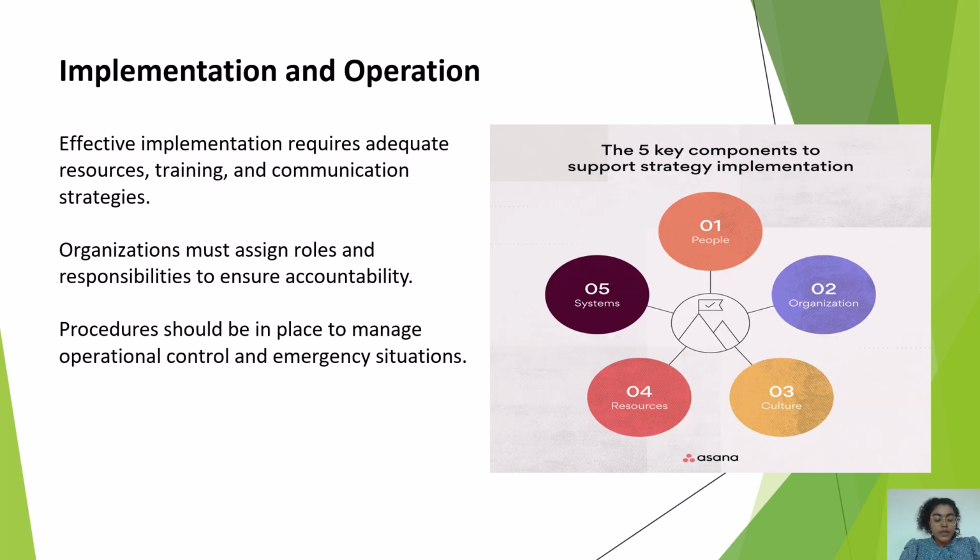Implementation and operation. Effective implementation requires adequate resources, training, and communication strategies. Organizations must assign roles and responsibilities to ensure accountability. Procedures should be in place to manage operational control and emergency situations. The five key components to support strategy implementation are people, organization, culture, resources, and systems.